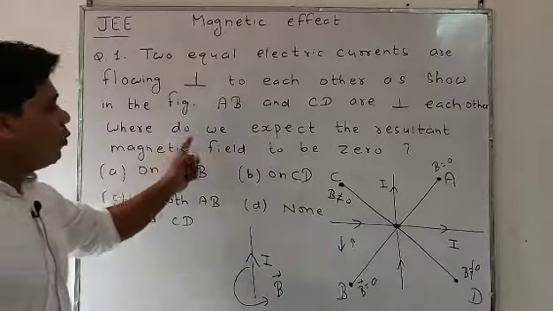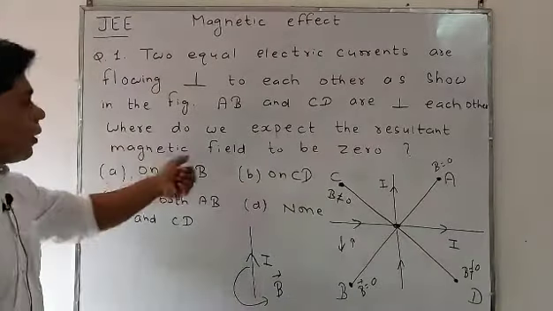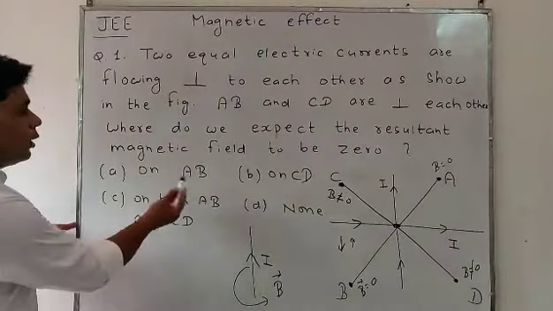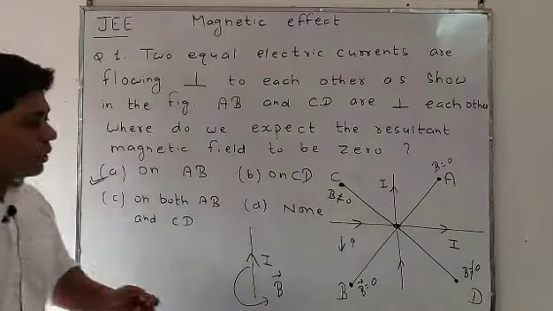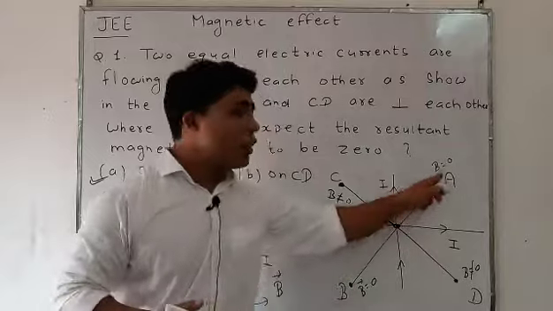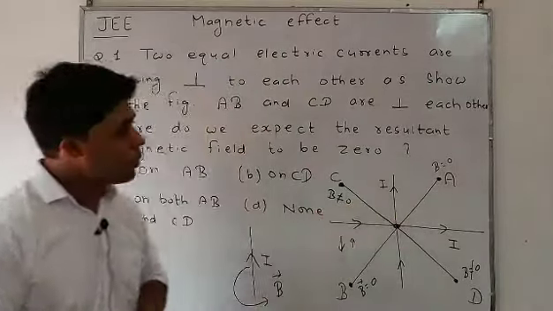So he is asking, where do we expect the resultant magnetic field to be zero? On AB. So which one is the correct option? Option A is the correct option. At AB, at these points, the magnetic field will be zero.